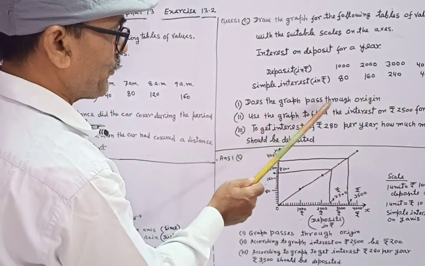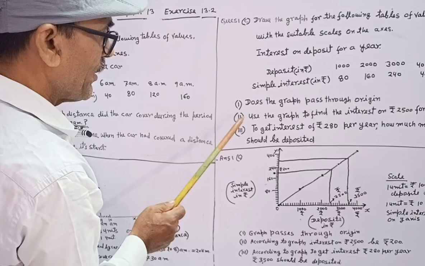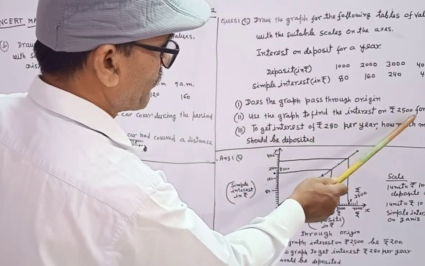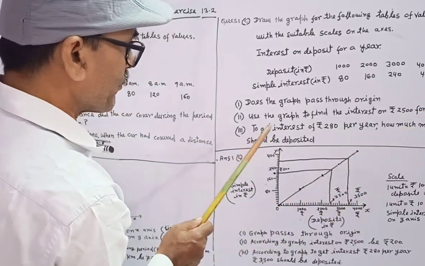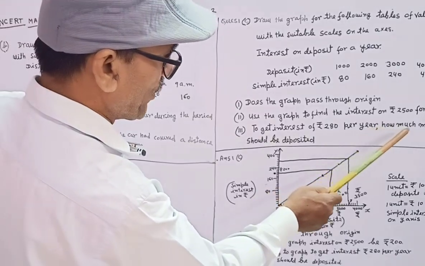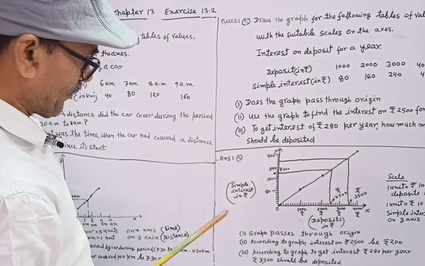First, does the graph pass through the origin? Second, use the graph to find the interest on rupees 2500 per year. Third, to get interest of rupees 280 per year, how much money should be deposited?